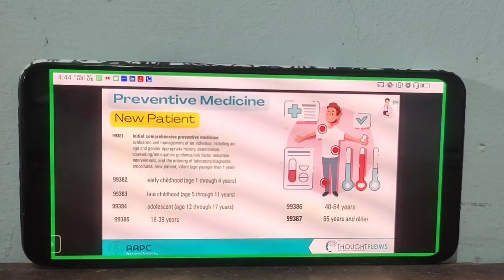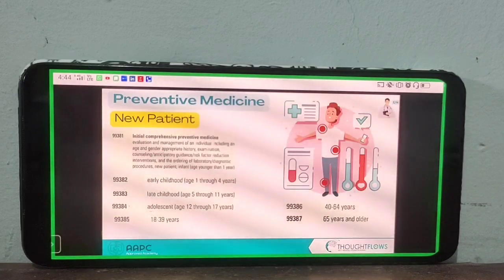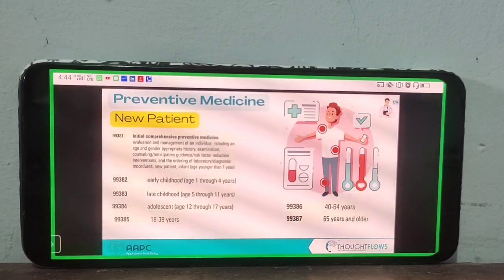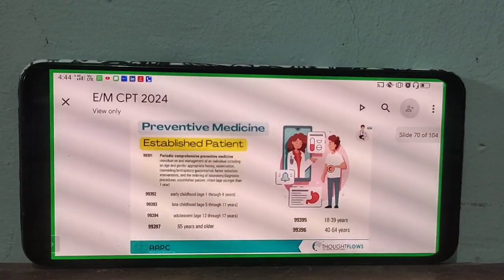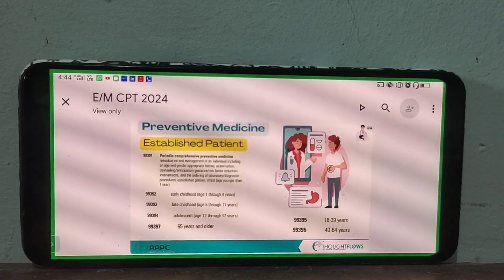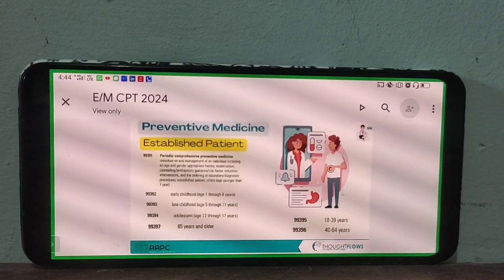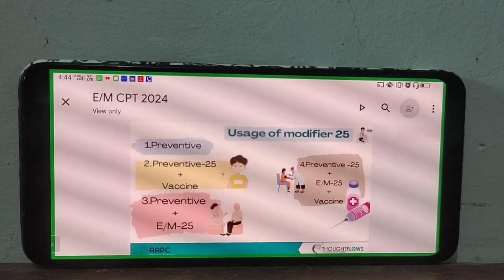Here we have to check whether the patient is a new patient or an established patient. Next, you have to check the patient's age. Based on that, we select the appropriate code. Same like that, here also we have codes for established patients, and here also we have to check the patient's age. It's the simplest one. What about the guidelines? This one is very, very important.